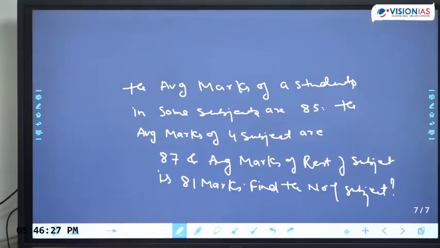Try this question. The average marks of a student in some subjects are 85. The average marks of 4 subjects are 87, and the average marks of the rest of the subjects is 81. Find the number of subjects.